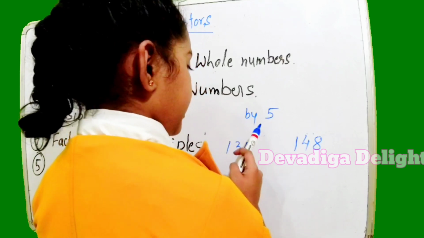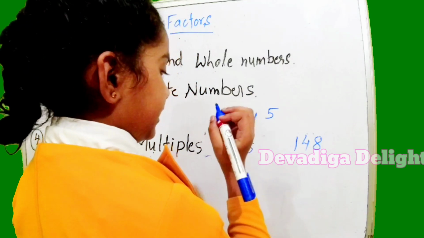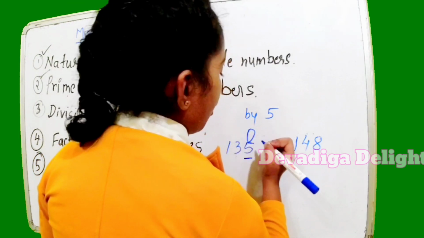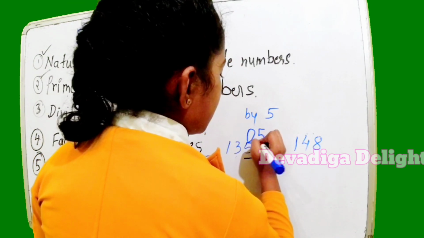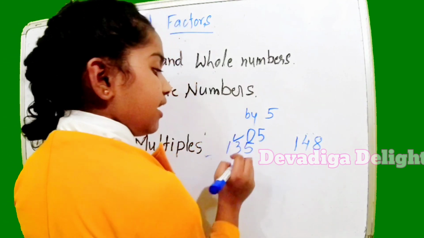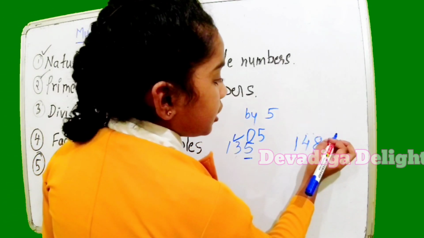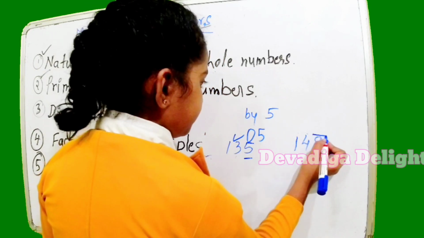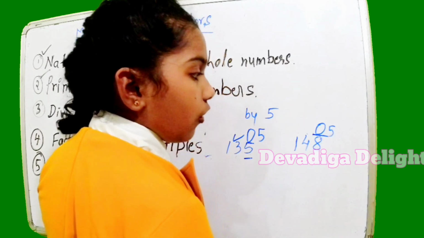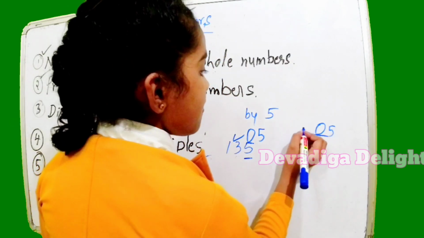Divisibility test of 5. In this test, you have to see the ones place. The ones place should be 0 or it should be 5. In this one, it is 5, so this is divisible by 5. In this other one, the ones digit is not 0 and it is not 5. So this is not divisible by 5.